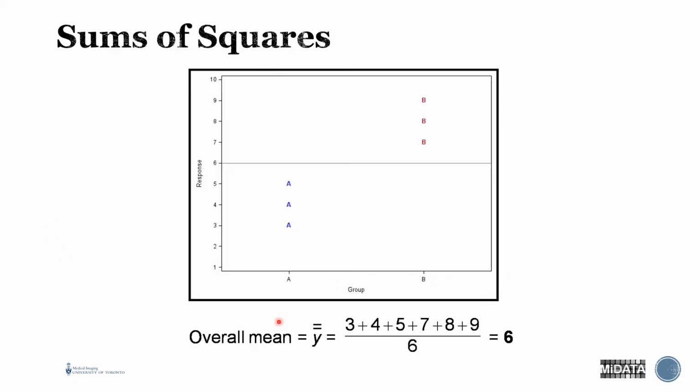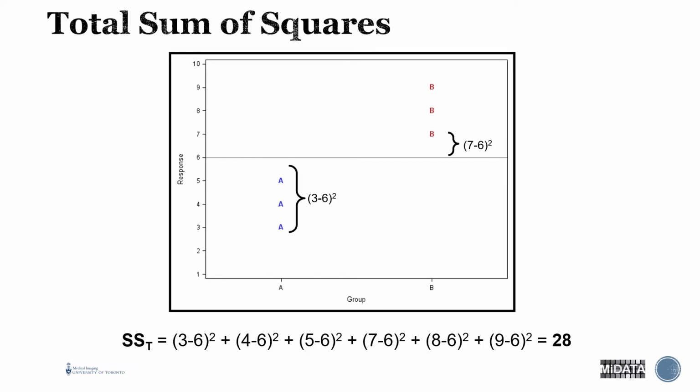Let's quickly review sums of squares. So you'll remember the overall mean. That's an easy one. You just take all your data points and you divide by the number of data points you have in the sample. You'll remember the total sums of squares is the difference between each data point and the overall mean, squared and all summed together. So in this case, 28 with a grand mean of 6.